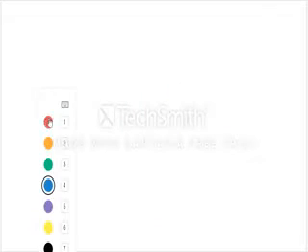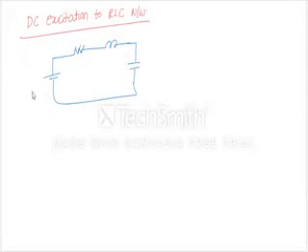Next one, DC excitation of an RLC network. We are applying a DC supply. Then what happens? Consider a resistor, inductor, and capacitor. Of course, we apply a series connection. We are doing this first. So this is the supply with R, L, C.